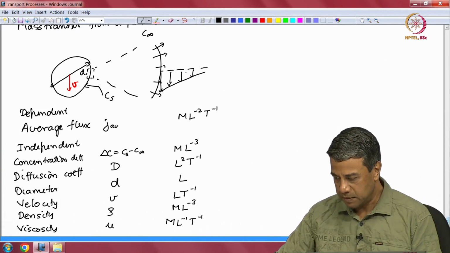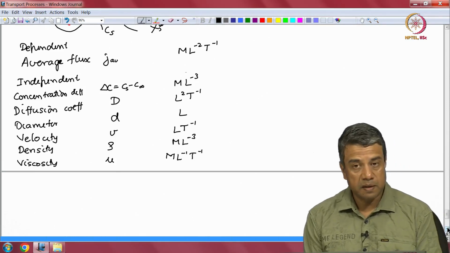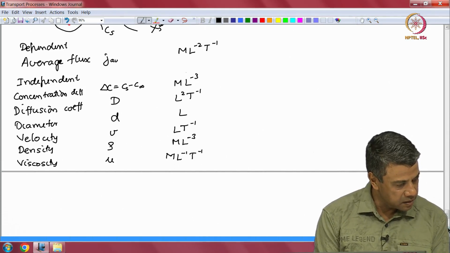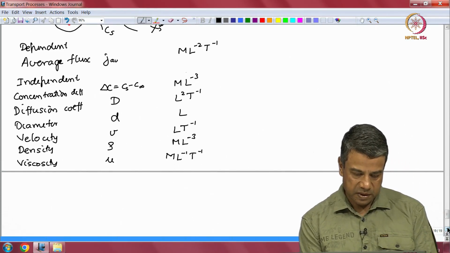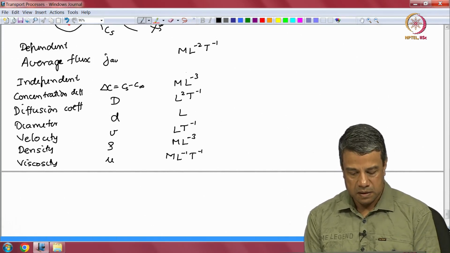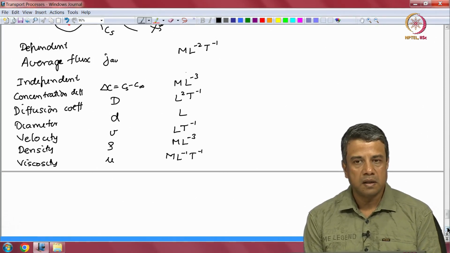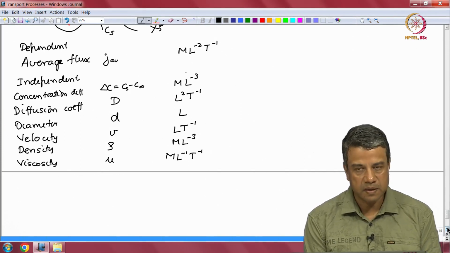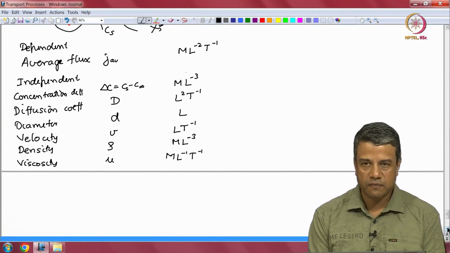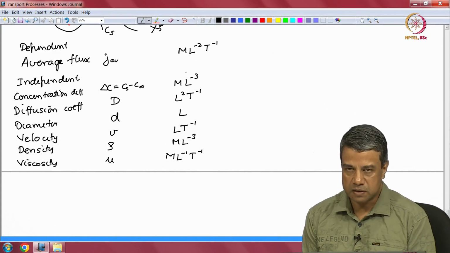So, these are the independent and dependent parameters. You have one dependent parameter, the flux, and 6 independent parameters, a total of 7 parameters. How many dimensions? 3 dimensions, mass, length and time. Therefore, I should have 4 dimensionless groups.